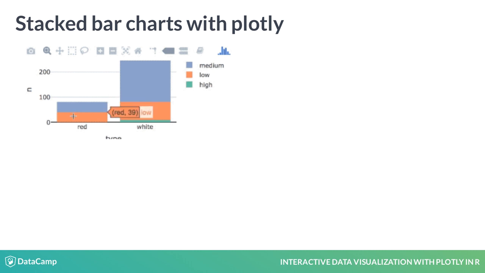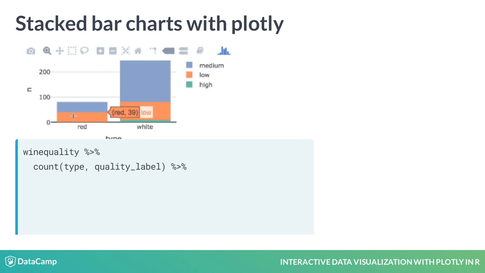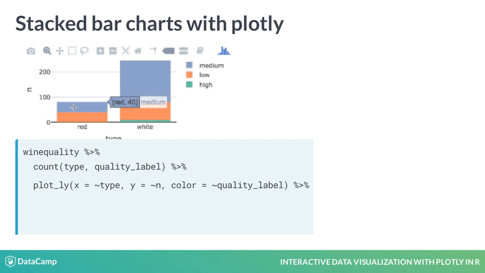Stacked bar charts allow you to explore associations between two categorical variables. For example, we can explore how the type of wine is related to the quality label. To begin, we count the number of wines for each combination of type and quality label. Next, we map variables to the x-axis, y-axis, and color of the segments. In this example, we map type to the x-axis, N to the y-axis, and quality label to color.